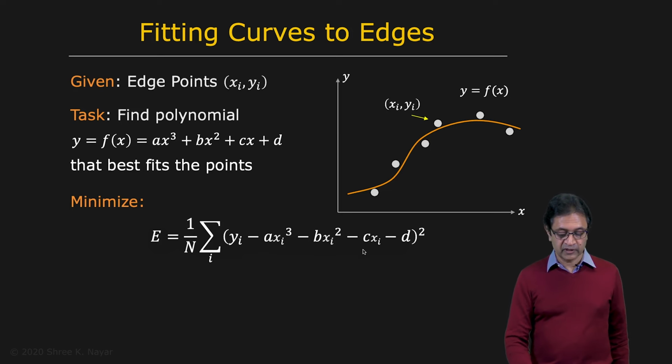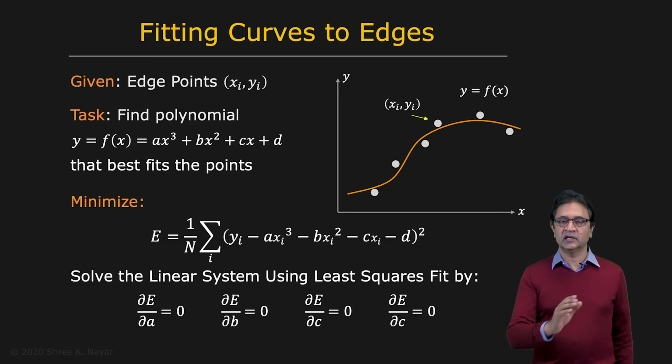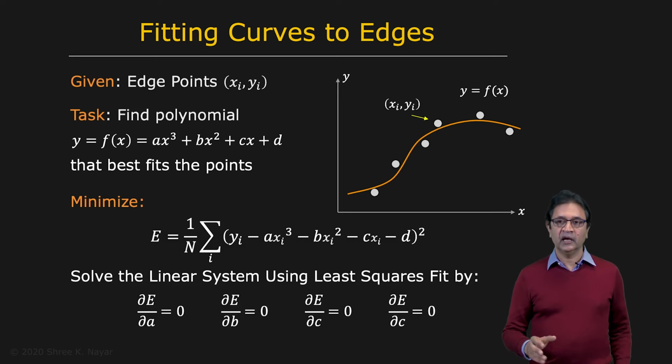That's what you want to minimize. Well, in that case, it's very easy. You find the derivative of E with respect to A, with respect to B, C, and D, set them all equal to 0, and you get a system of equations.